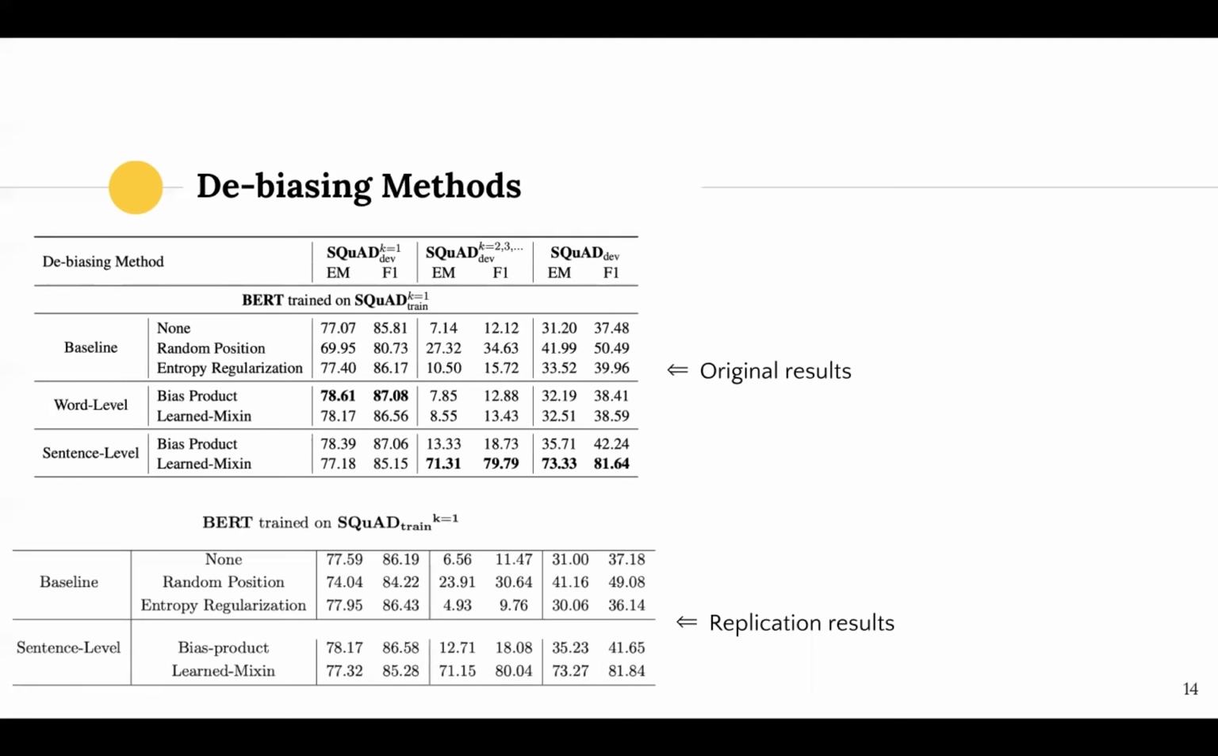We first trained BERT on squad train k equals 1 with the debiasing methods and evaluated them on the squad development set, the squad development set whose answers are in the first sentences, and another subset of this development set whose answers do not appear in the first sentence but in other sentences. The results demonstrate that the debiasing methods increase exact match for our biased dataset.